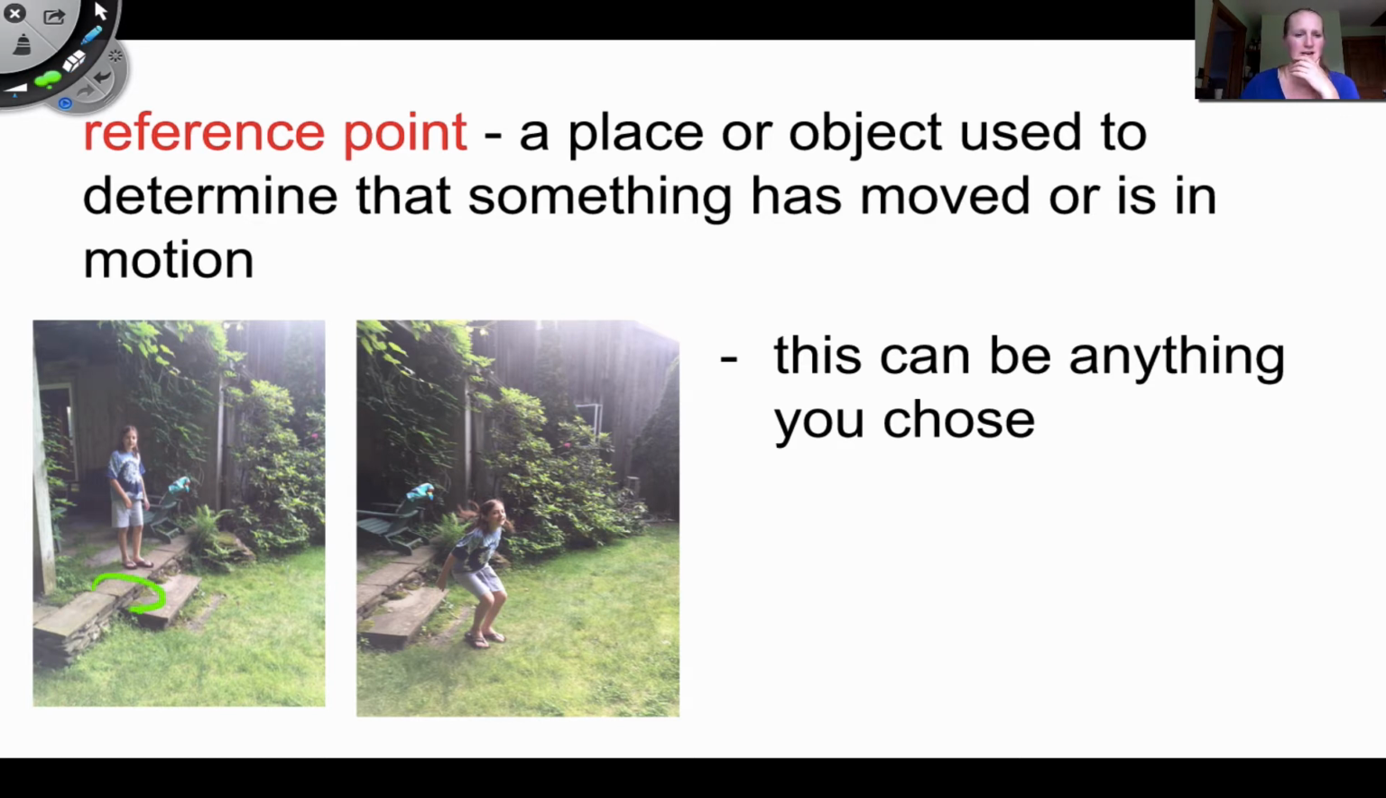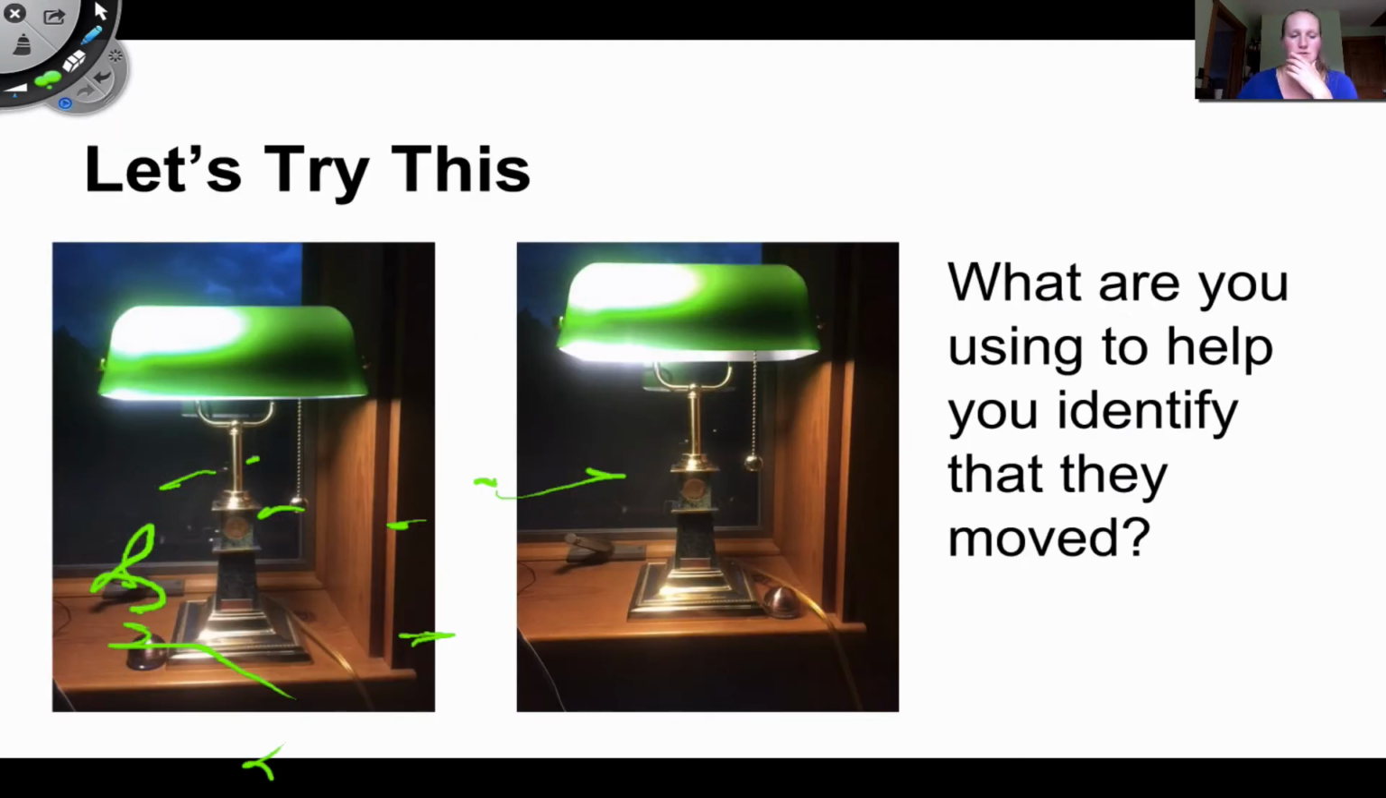Okay, so when you look at her, she's standing next to this chair. When you look at her in this picture, she is now away from this chair and more in front of it. So a reference point is something that you use, a place or an object, to determine that something has moved or is in motion. The steps are another example over here to prove that she has moved. And really, it's up to you what you want that reference point to be. So everybody's reference point may be different. And so that's why, let's look at an example real quick.